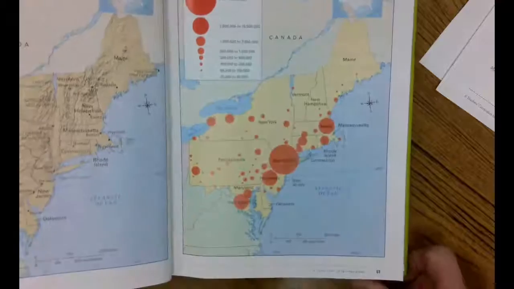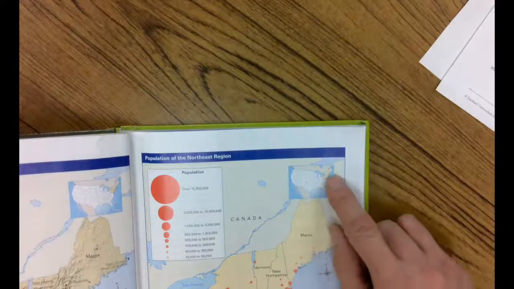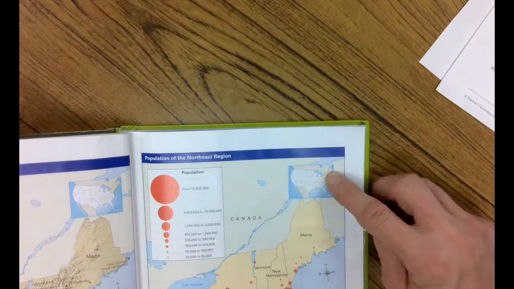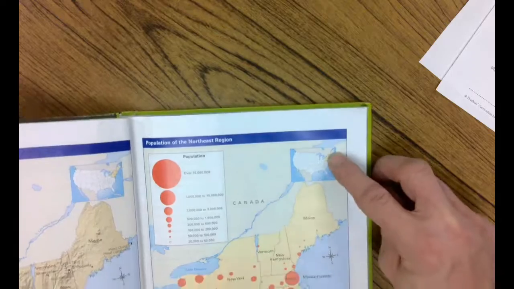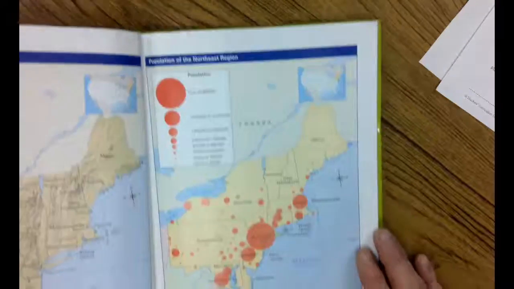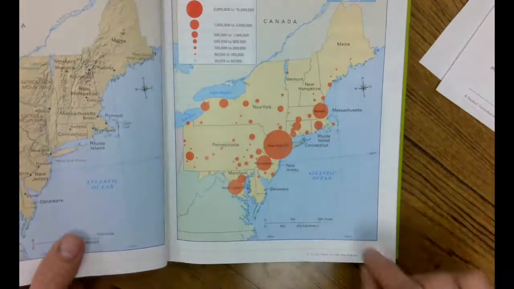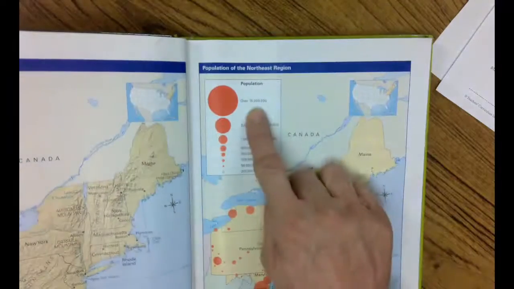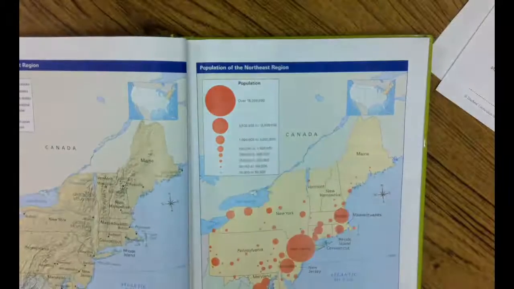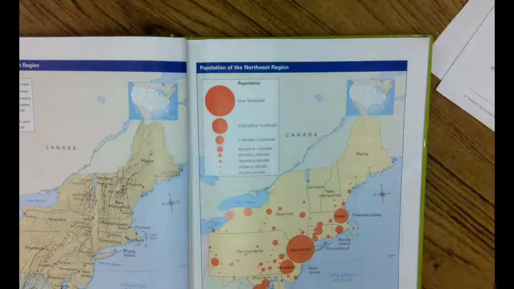Over here on this map, you can see the population of the Northeast region. You see this big blow-up map here. This is a little region here. A lot of people live in this small chunk of our country. That's because it was one of the first places settled. New York, one of the largest cities in our whole entire country, you can tell by the big circle. Over 15 million people live there, literally stacked on top of each other in giant skyscraper apartment buildings.